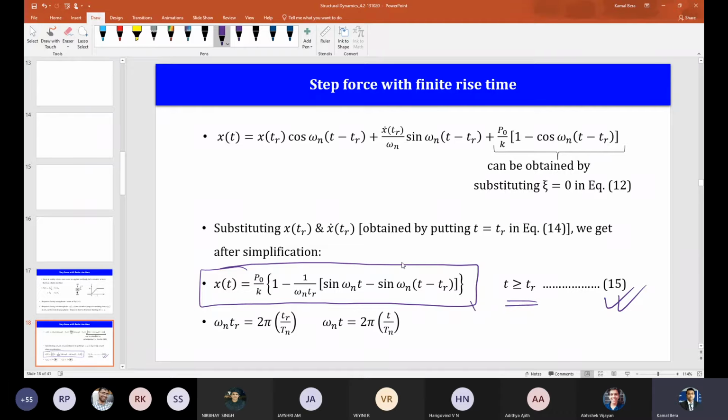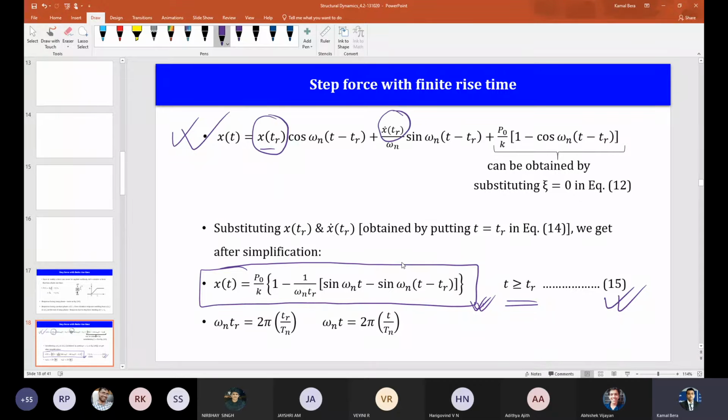Okay, so will you be able to get this expression? Just try it. Substitute x(tr) and x dot(tr) in the expression that I have written and try to obtain this equation. You see it is written here x(tr) cosine omega n (t minus tr). So this is for your reference. You just substitute this and this value.